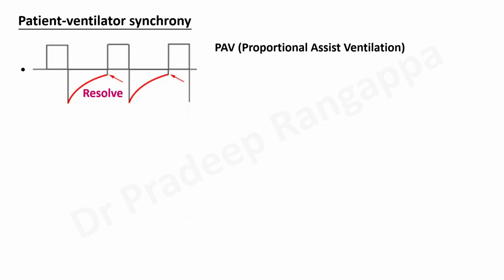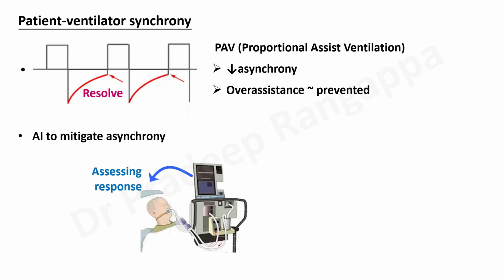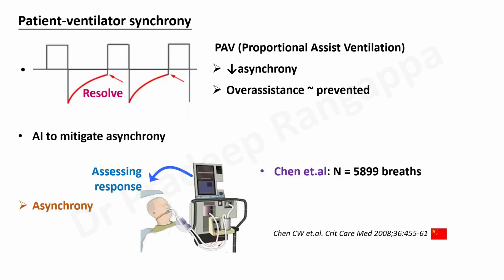There are newer modes of ventilation like proportional assist ventilation, which is shown to reduce the asynchrony, and over assistance is prevented. Now the days will come where we really don't have to tweak and monitor for asynchrony physically, because AI has been incorporated into some of the ventilators. AI is used to mitigate asynchrony, and the programming in the ventilator will assess the patient's respiratory effort and look for the asynchrony. And there are studies done. So this was a study done in China where they looked at 5,899 breaths, and they found that 58% of the time the breaths were ineffective.